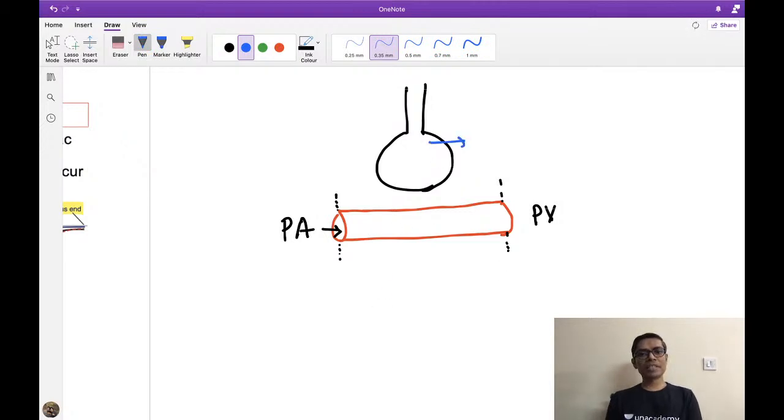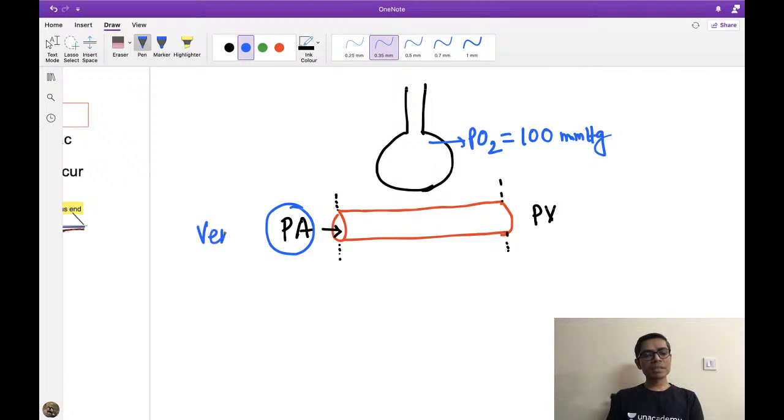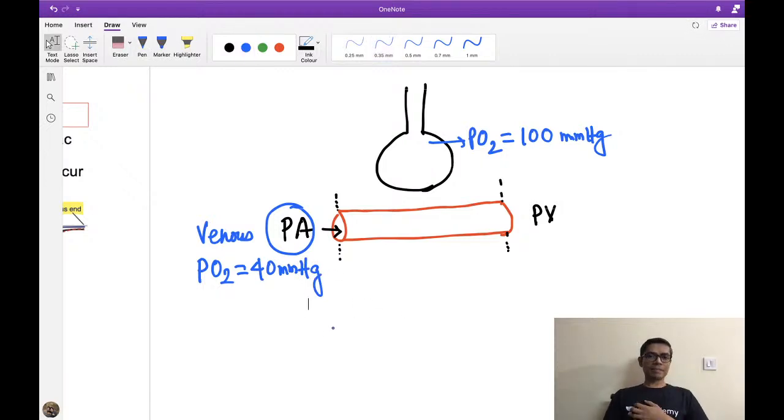What is the partial pressure of oxygen at the level of alveoli? This is generally 100 or 104, whichever way, 100 millimeter of mercury or 104 millimeter of mercury. What is the partial pressure of oxygen in this pulmonary arterial blood? We know pulmonary arterial blood means the composition of this blood is venous blood. That means the partial pressure of oxygen here is 40 millimeter of mercury. Now I have given everything. Now I am asking, tell me what is the difference of pressure between alveoli and pulmonary capillary.